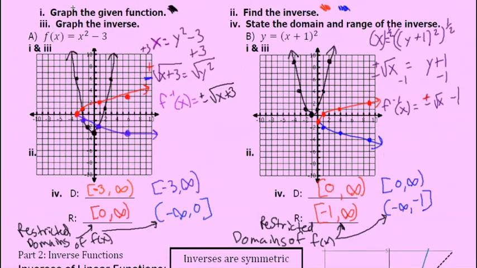If you look, like for example on the previous page, they're symmetric here, but they would only be considered functions if you had that restricted domain. Same thing with this other one. They're also symmetric here.